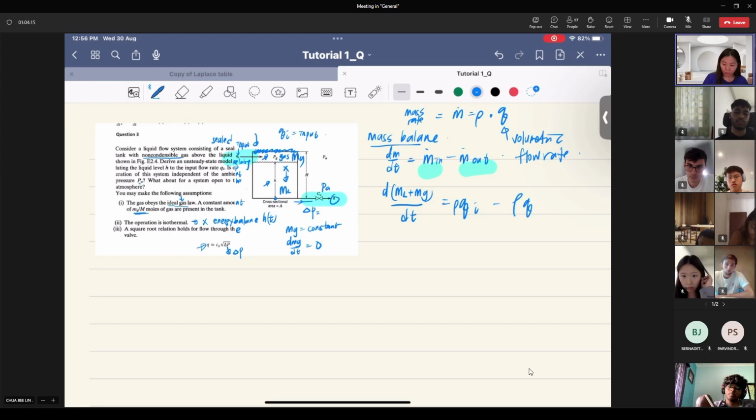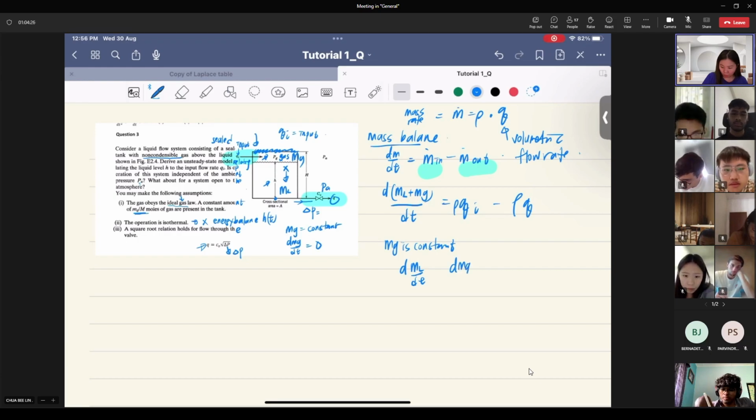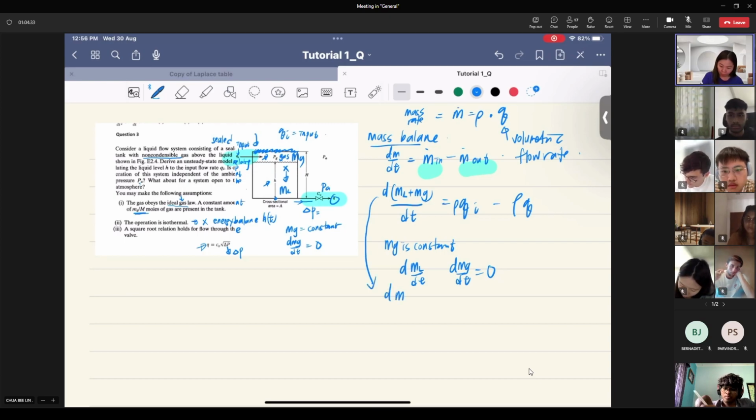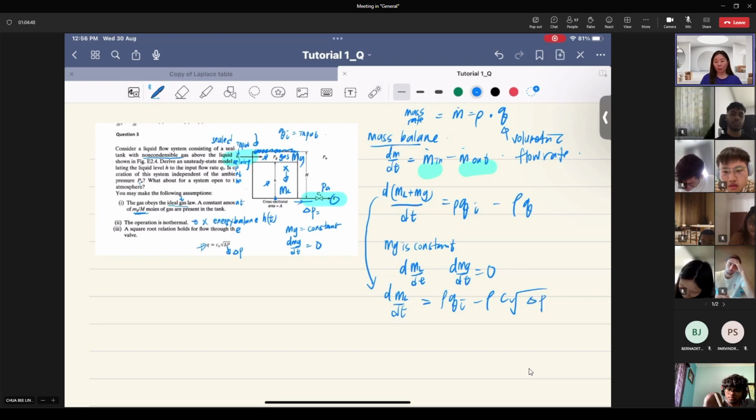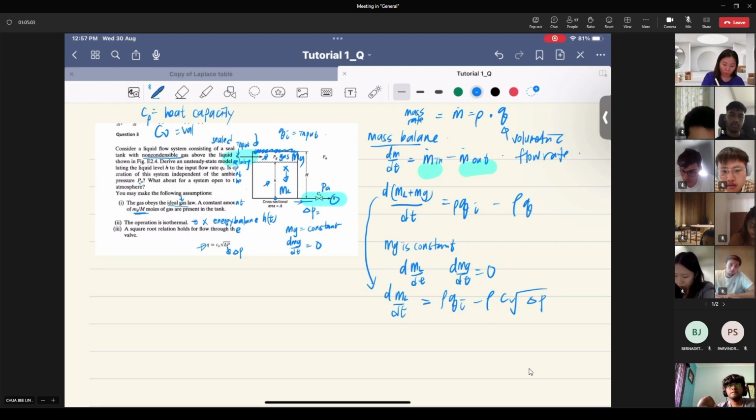Okay, so from here, just now we already know mg is constant. So we are only left with dml over dt, because dmg over dt will be equivalent to 0. So this equation will be left with dml over dt equals rho Qi minus rho Q, and the Q is given as Cv root delta P. So you have learned Cv in the previous lecture 1. Cp stands for heat capacity. This is Cv. Cv is the valve coefficient.